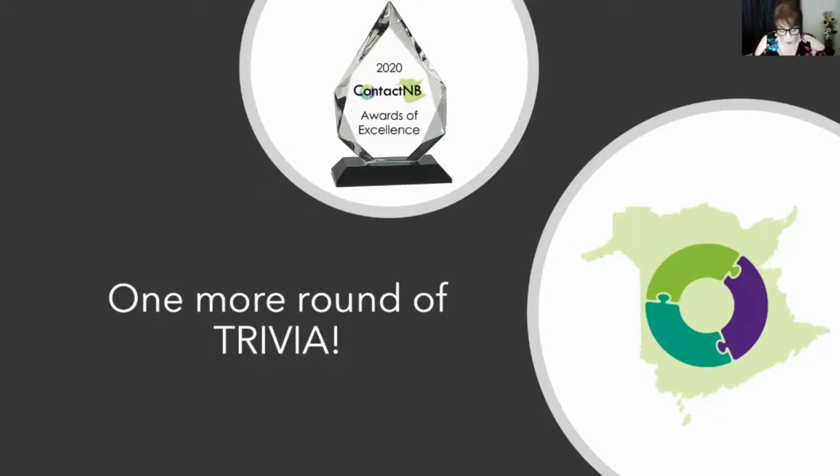So, where is the longest covered bridge in New Brunswick? A, Russell Gornish Bridge. If you're local like me, it's the Gornish. B, Point Wolf. C, Florenceville. D, Heartland. Got it, guys? 5, 4, 3, 2, 1. And the answer is the Heartland Covered Bridge, you guys. I'm sure everyone knows that anyway.